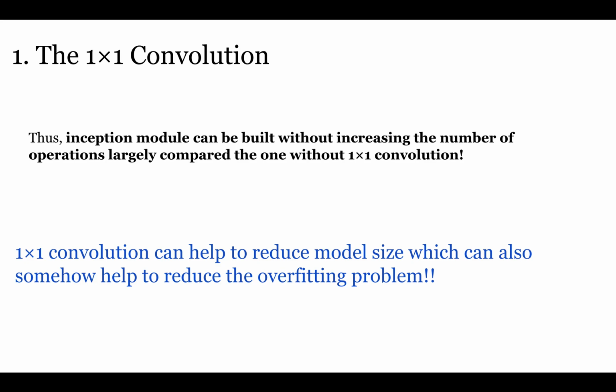So, the final conclusion: the Inception module can be built without increasing the number of operations largely, compared with the version without one-to-one convolution. Also, one-to-one convolution can help reduce the model size, which can somehow help reduce overfitting problems.